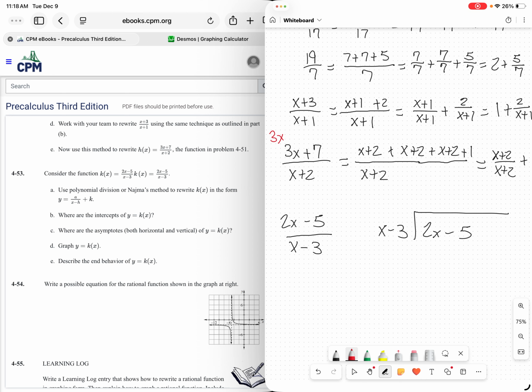So we need a 2. This will be 2x minus 6. Change the signs. Cancels. I get 1. So plus 1 over x minus 3. So that's one way to do it.